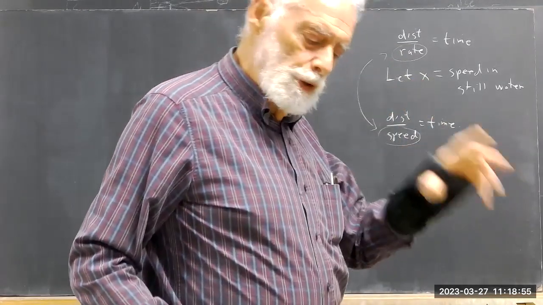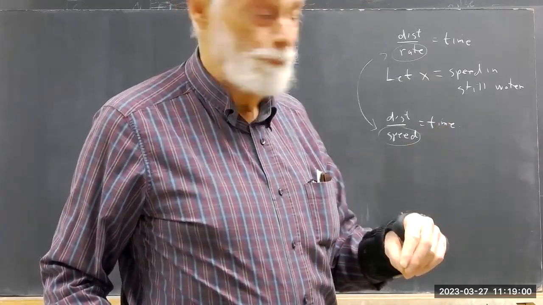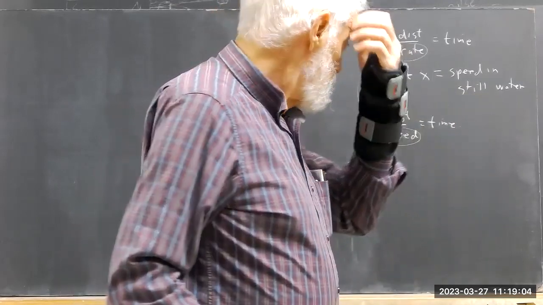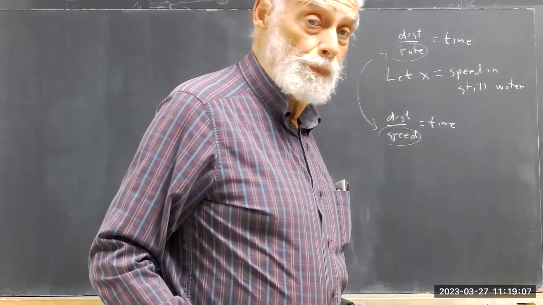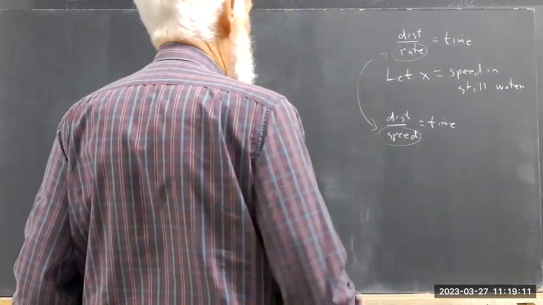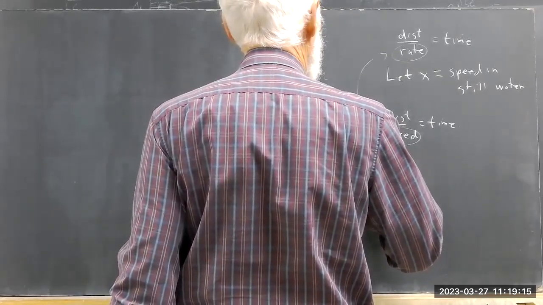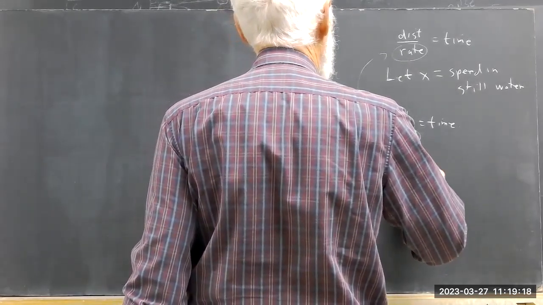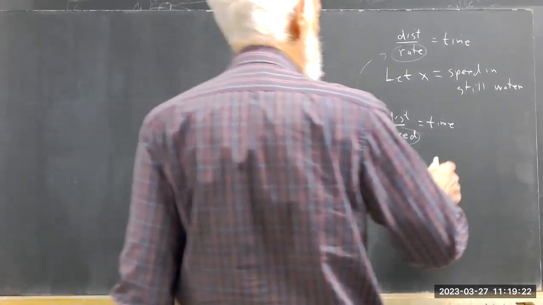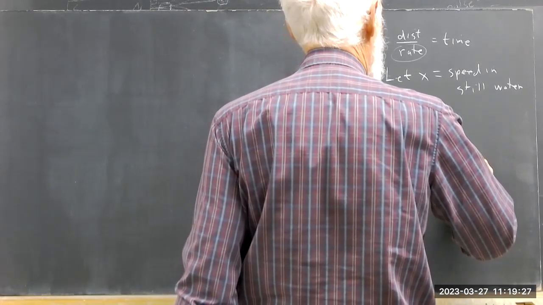Now, what you're asked for is how fast the boat will be traveling in still water. So we let X equal speed in still water, and then we try to assemble our information. So what everybody got to is you have 110 miles.